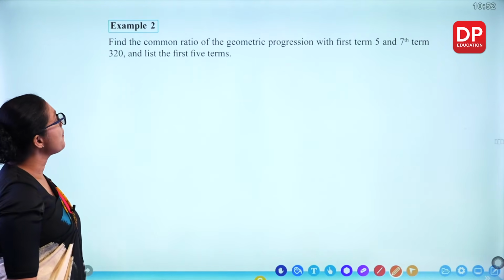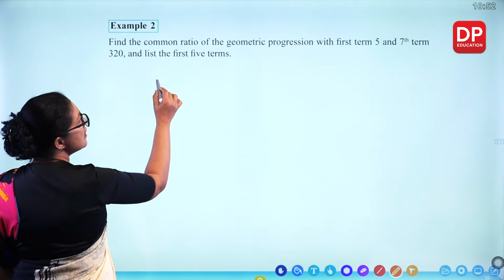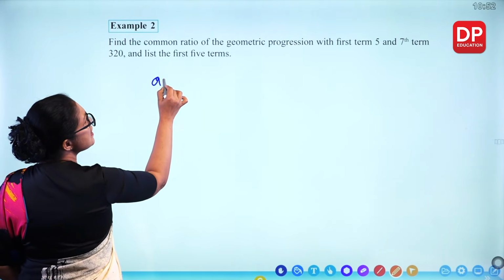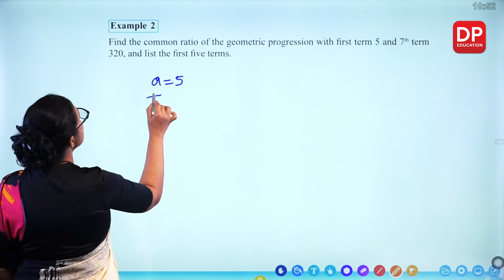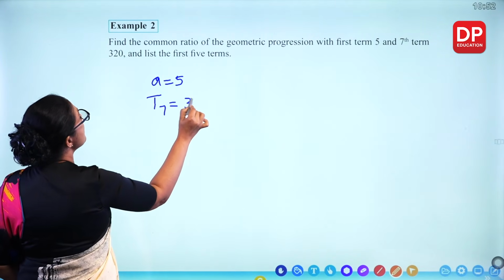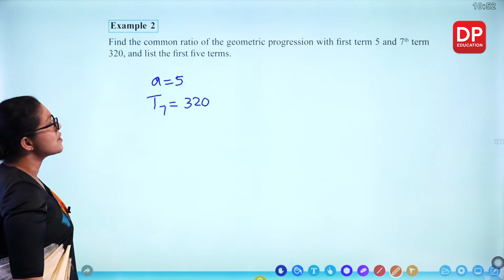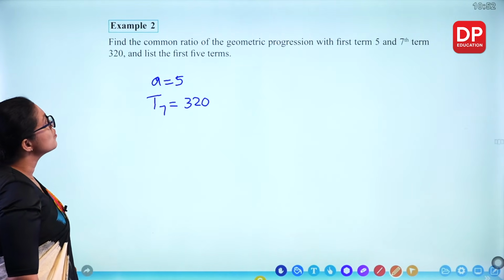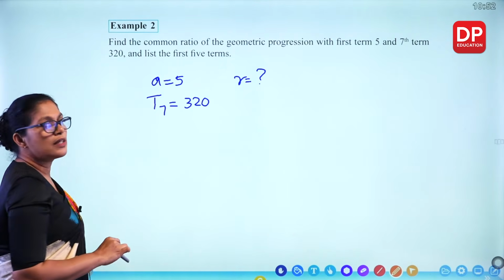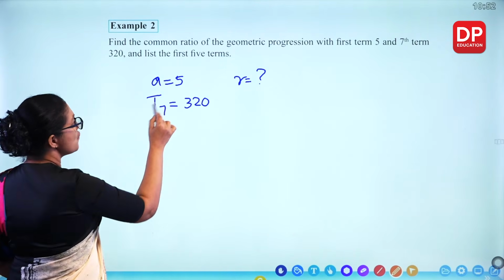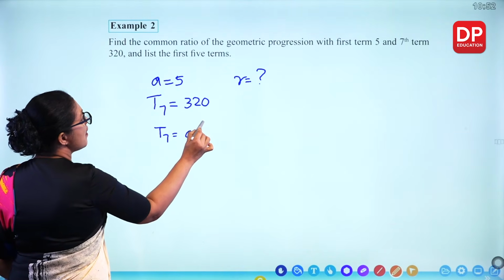Example number 2. Find the common ratio of the geometric progression with first term 5 and the seventh term is 320. And you are asked to list the first 5 terms as well. So in this question, we need to find R. Use this formula. What is T7? AR to the power 6.